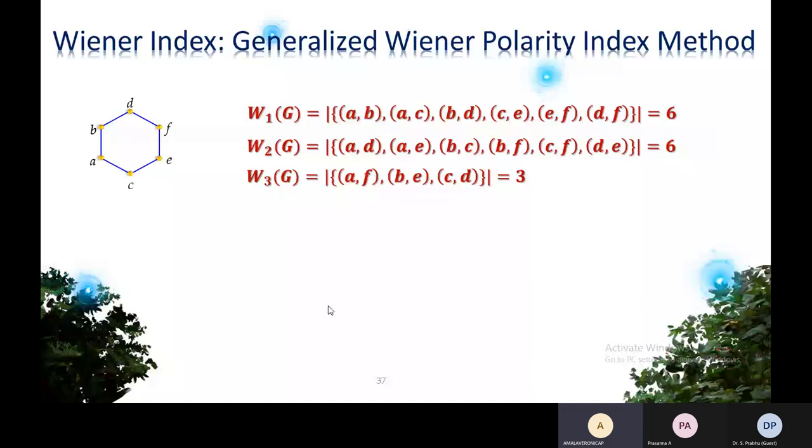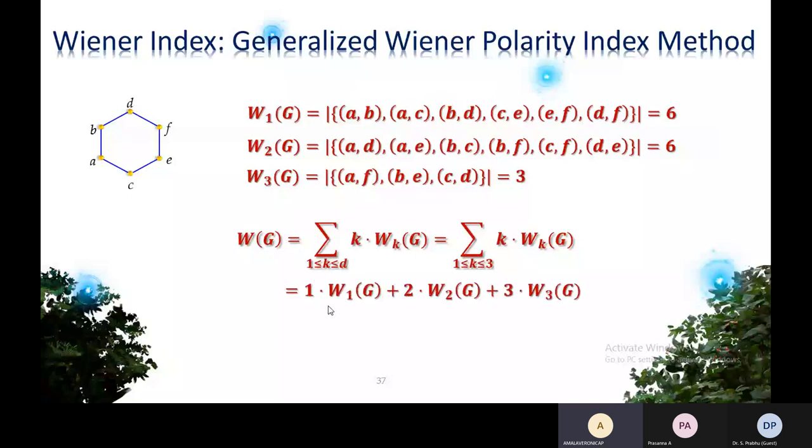Out of these 15 pairs, some are distance-1 pairs, some are distance-2 pairs, some are distance-3 pairs. There are 6 pairs at distance 1, 6 pairs at distance 2, and 3 pairs at distance 3. When I want to sum, I need a summation like this, where K ranges from 1 to the diameter. Here the diameter is 3. Therefore, K into WK: 1 into the distance-1 pairs, 2 into the distance-2 pairs, 3 into the distance-3 pairs, which results in 27. The same 27 we obtained by the actual matrix method and by Sandy's cut method. So this is another method, called the generalized Wiener polarity method.